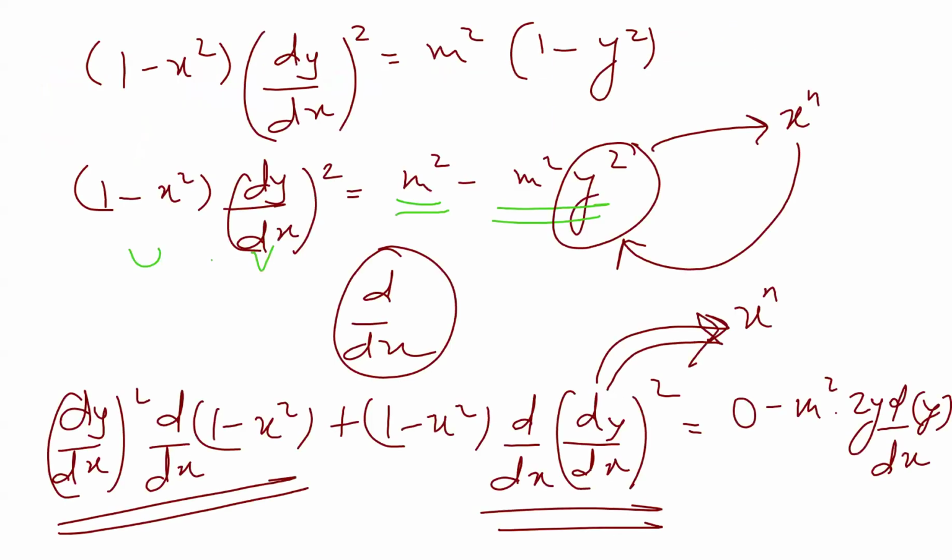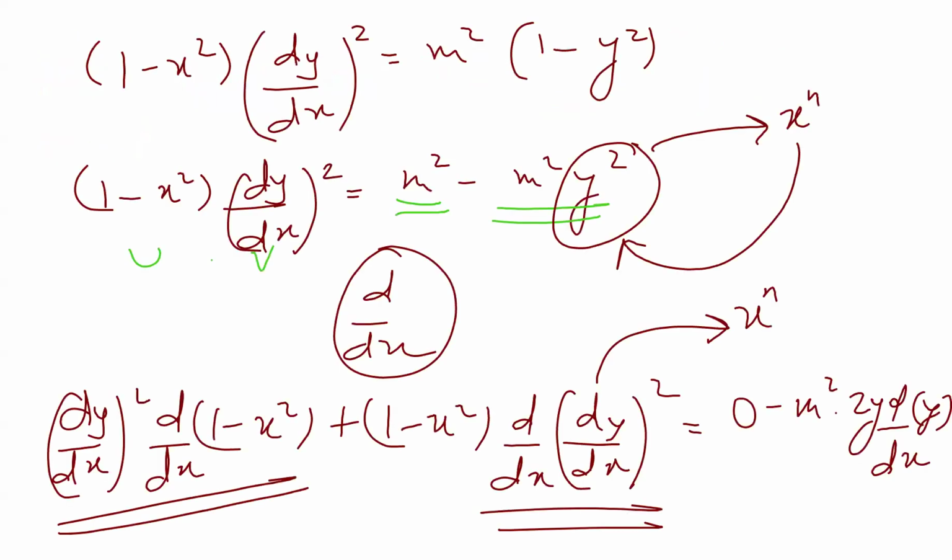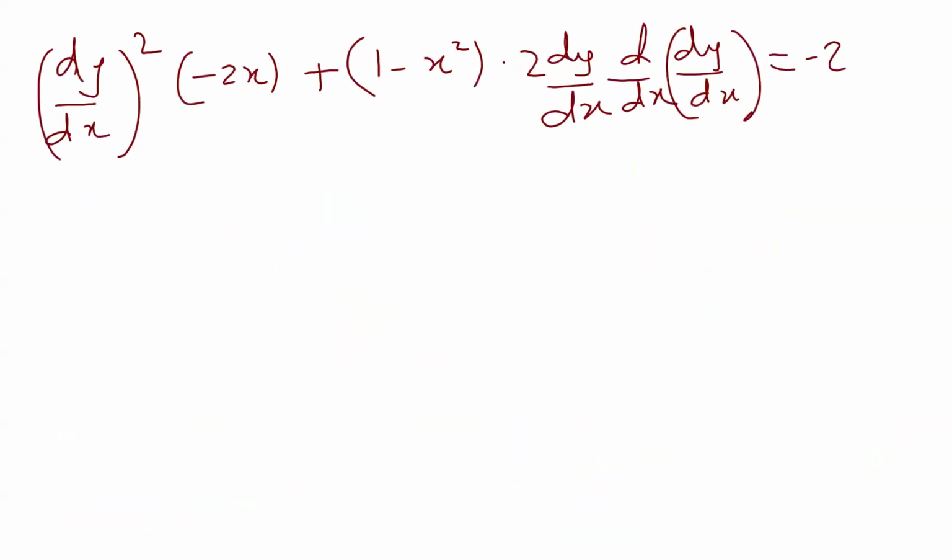Okay, if we compare this with x raised to n, x is dy by dx and n is 2. So derivative of dy by dx, that is the chain rule part. And the right hand side will be minus 2 m square y dy by dx.